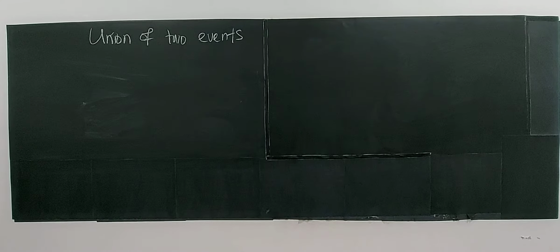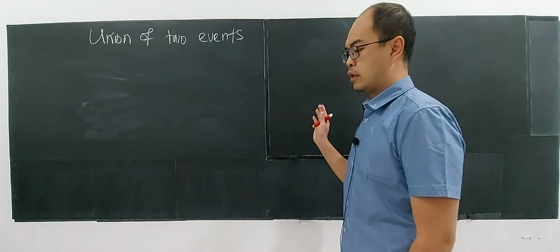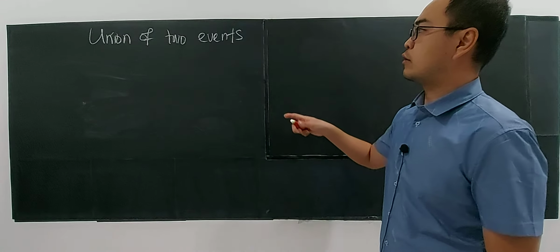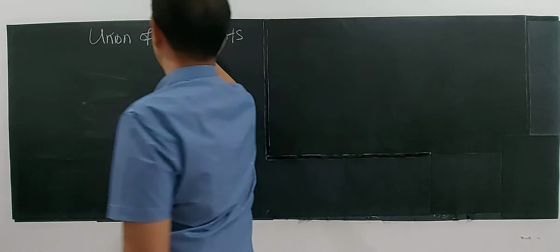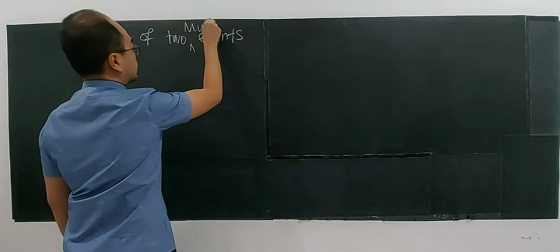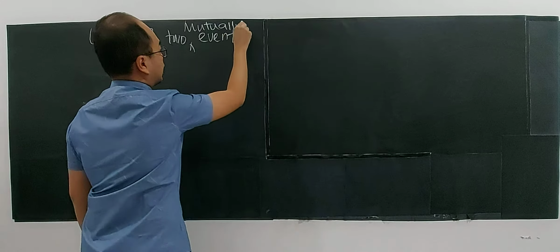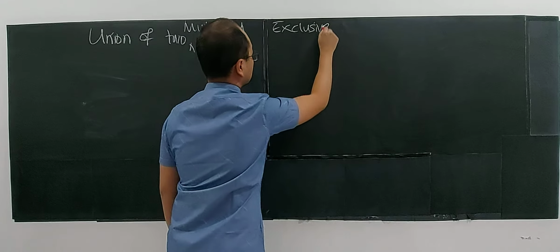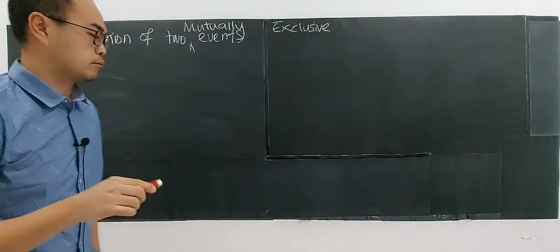All right, let's talk about the unions of two events which are mutually exclusive events. Just now I talked about the non-mutually exclusive event. Now this is a mutually exclusive event. Mutually exclusive events means that the two events cannot occur at the same time.